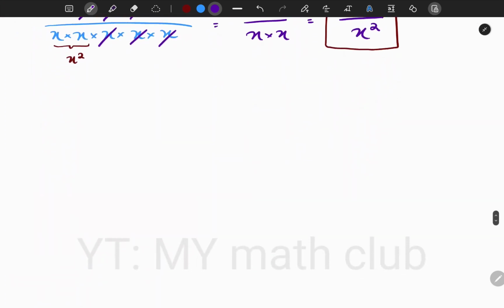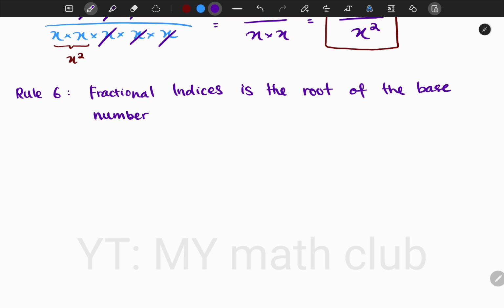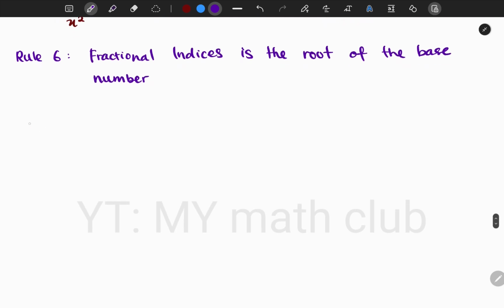The last rule for this chapter is Rule 6. Fractional indices is the root of the base number. If that doesn't make sense, just have a look at this example. We have x to the power of half times x to the power of half.